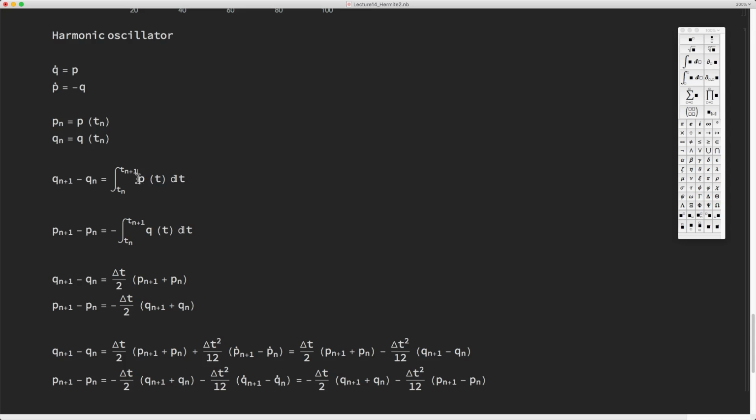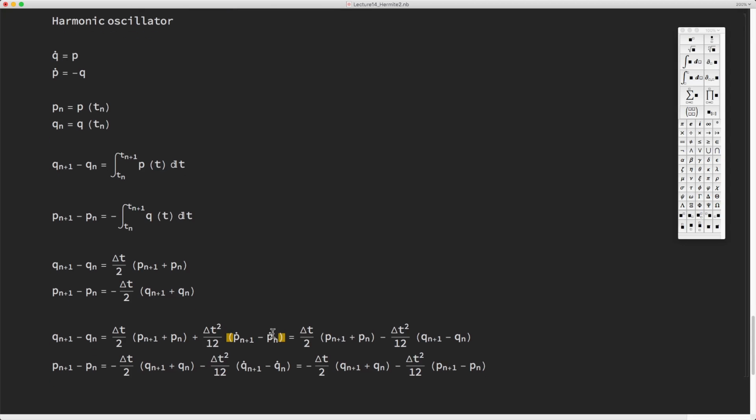And in this case, it's the derivative of P, which is P dot at n plus 1 and n. And for this equation, it would be the derivative of Q. So we have Q dot here at n plus 1 and at n. And there's the minus sign from here showing up here. Again, we can take advantage of the fact that we know P dot and Q dot from the differential equation itself. So we can replace P dot by minus Q, and then we get this expression. And then here we can express Q dot by P, and then we get this expression.